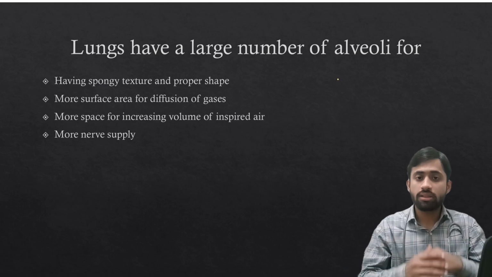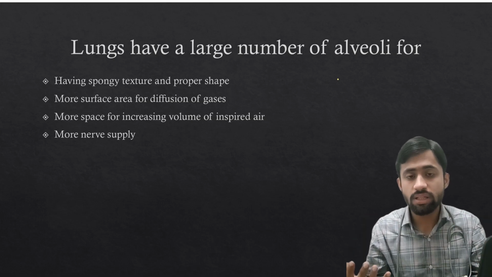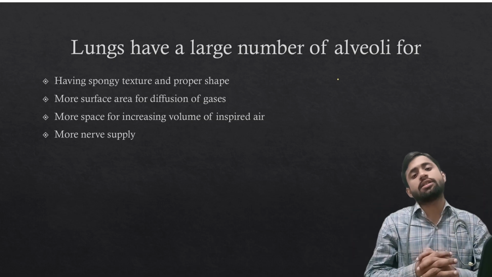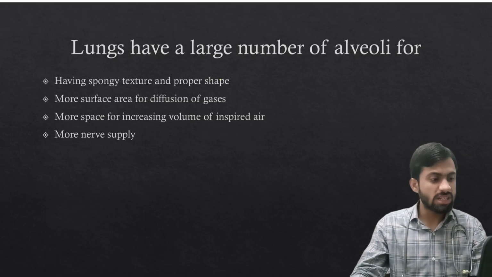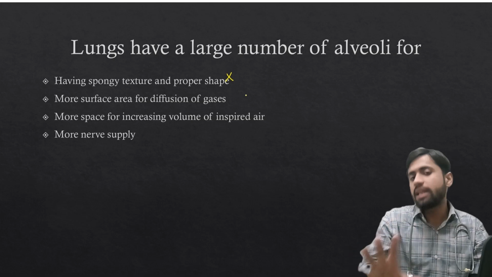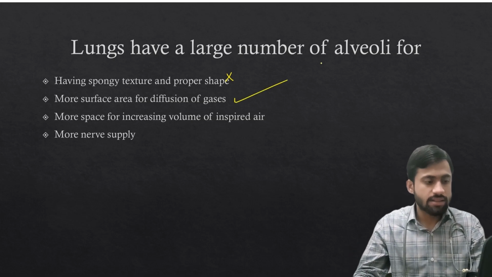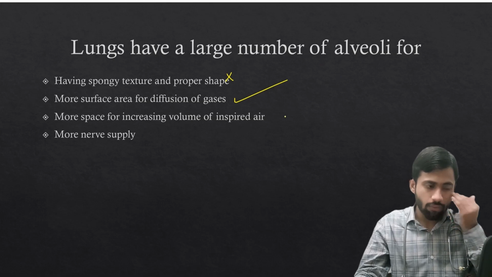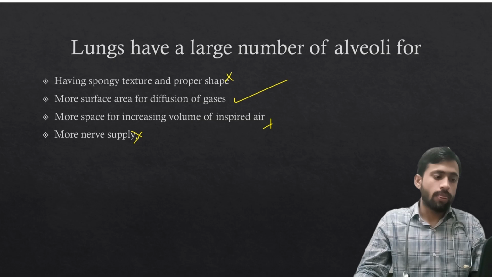Lungs have a large number of alveoli for what? The larger the number of alveoli, the larger the surface area. The larger the surface area, the greater the exchange of gases between the alveoli and the capillaries. Having spongy texture and proper shape? No, a proper shape can be given by using anything other than alveoli. More surface area for diffusion of gases? That's the right answer. More space for increasing volume of inspired air? No. More nerve supply? No.